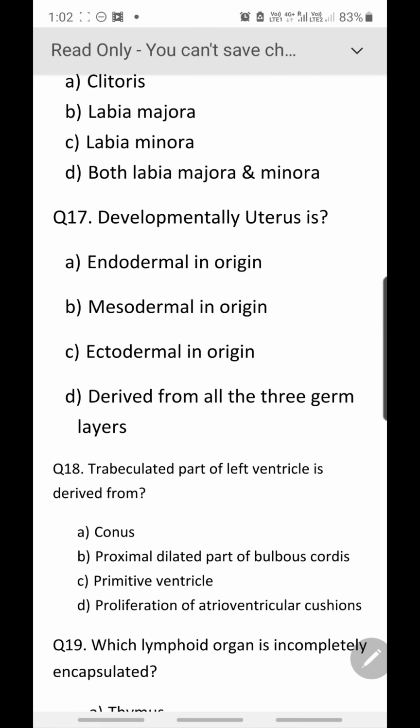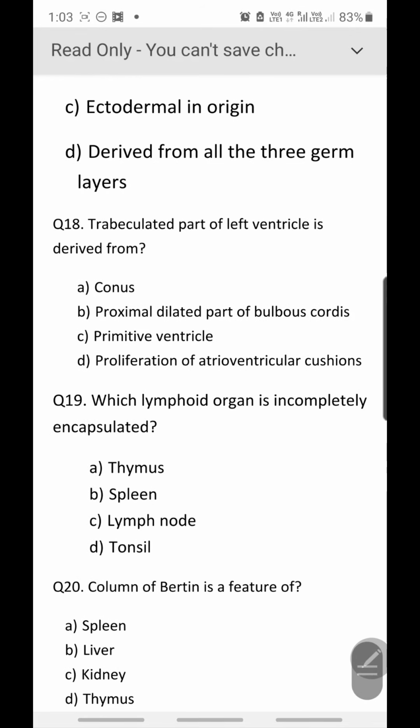Developmentally, uterus is ectodermal in origin, mesodermal origin, endodermal, mesodermal, ectodermal, or it is derived from all the three germ layers. What will be the answer? Remember, it develops from the paramesonephric duct or the Mullerian duct, and that complete structure, the uterus, develops from mesoderm. That is the answer. Mesodermal in origin. Okay.